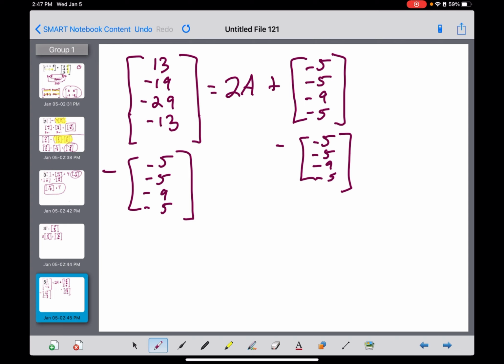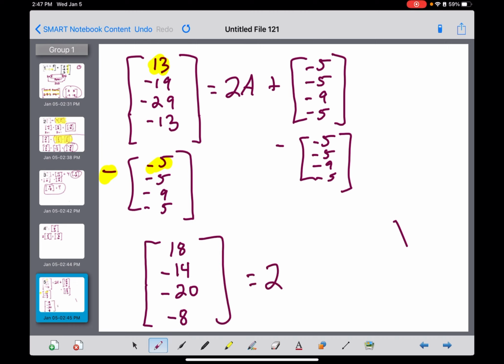13 minus negative 5. 18. Negative 19 minus negative 5. 13 minus negative 5 would be the same as 13 plus 5. Okay. It would be negative 14 would be the next one. Negative 29 minus negative 9. Negative 20. And negative 13 minus negative 5. Negative 8.